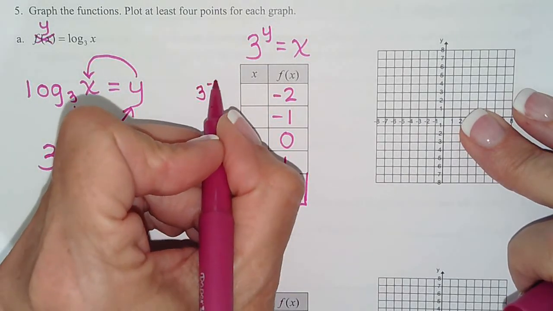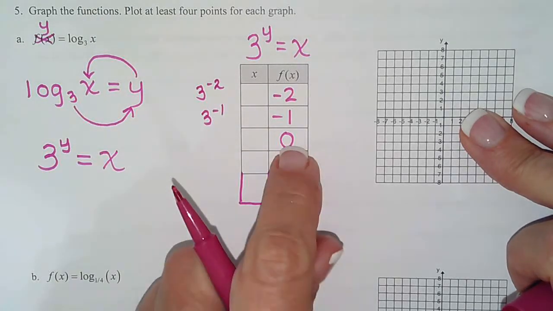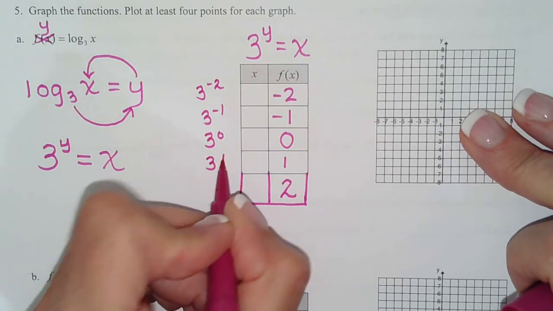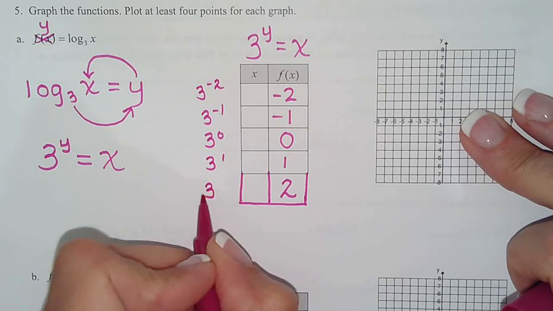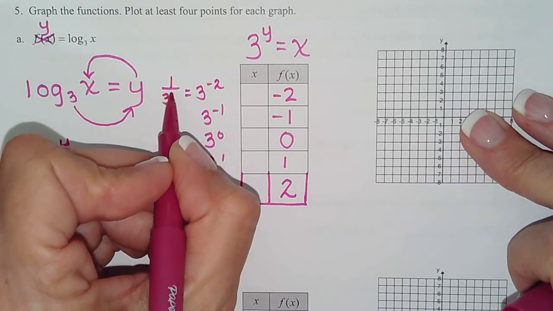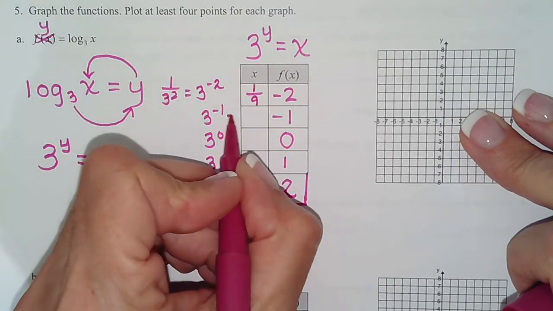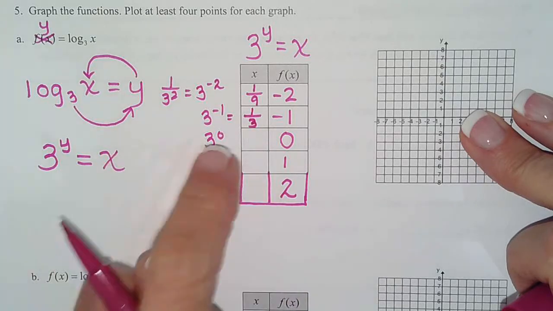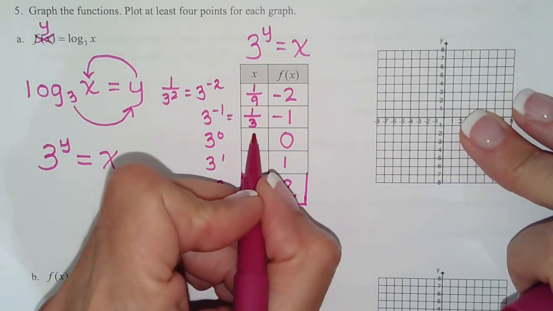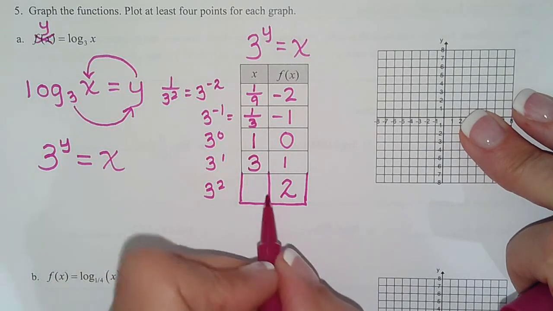So 3 to the -2, 3 to the -1, 3 to the 0th, 3 to the 1st, 3 to the 2nd. And we know this is 1 over 3 squared, which is 1/9. And we know this is 1 over 3 because we have to make the exponent positive. So remember how we put it under 1. Anything to the 0th, remember, is 1, not 0. 3 to the first is itself, and 3 to the second is 9.